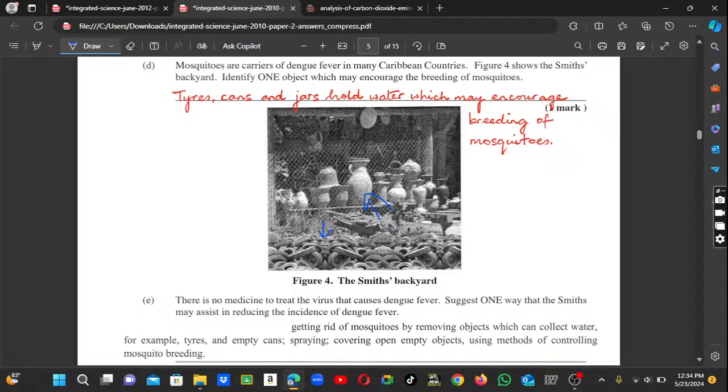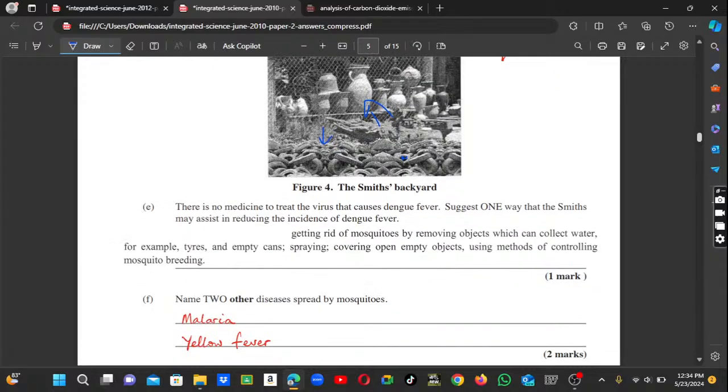So we know all of these tires. Let me show you what's going on inside of the tire here, in the blue. This part of the tire holds water, so mosquitoes can breed inside of here. So this would be eradicating places for the breeding of mosquitoes. This is a bad idea that Smith would have here, right?